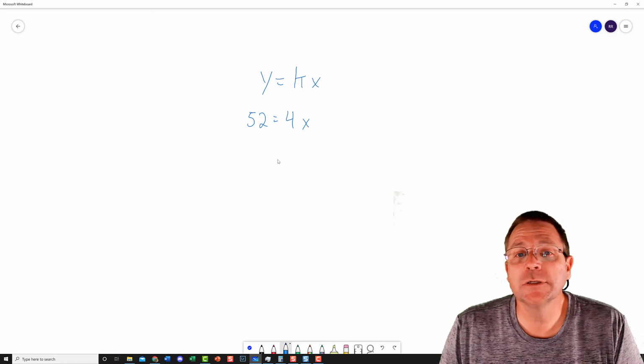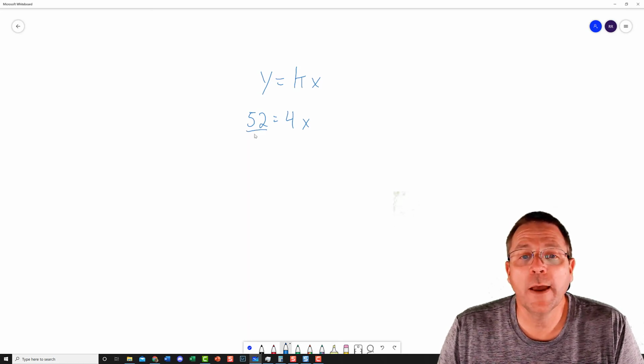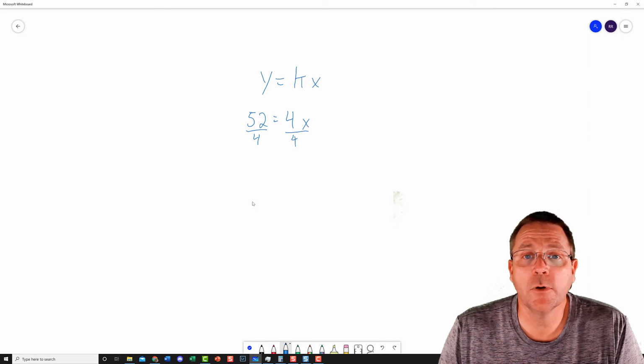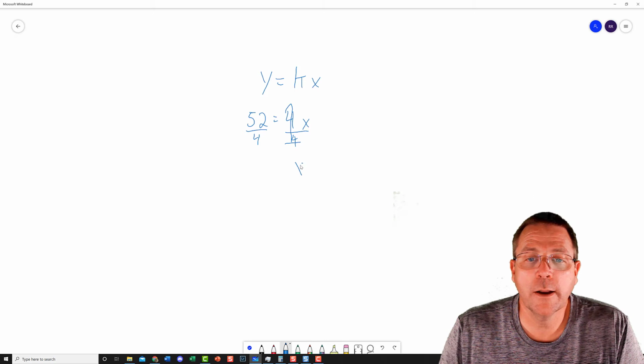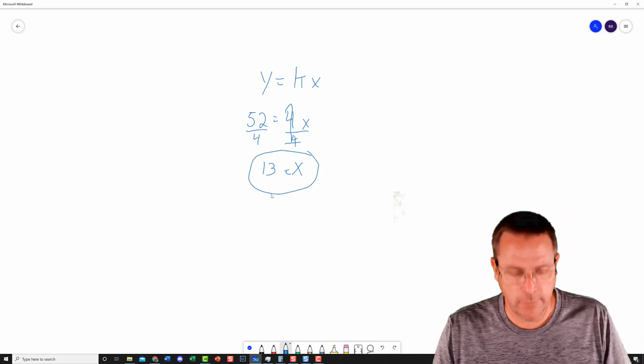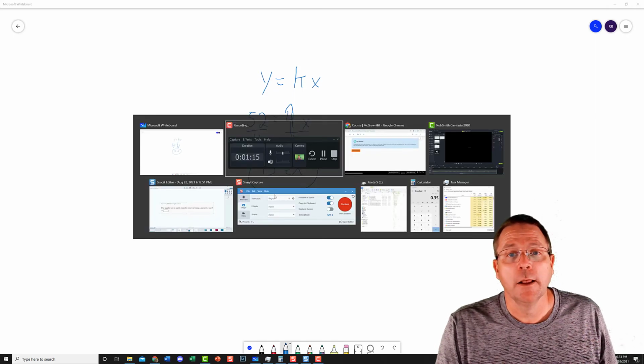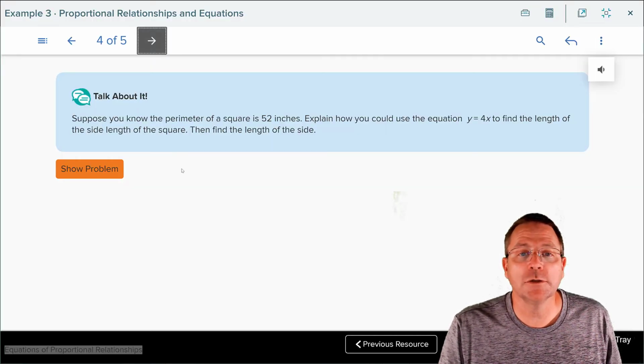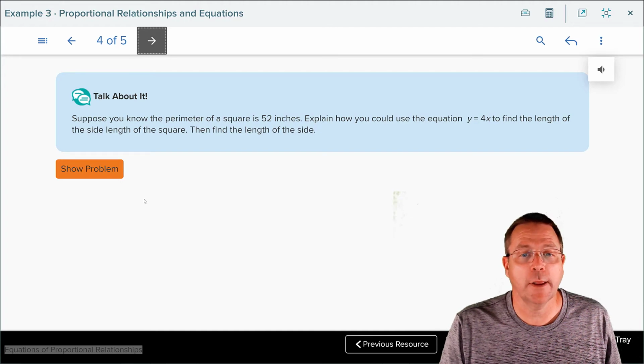What is the opposite of times 4? Well, that is going to be divided by 4, which we're going to do on both sides to keep our equation balanced. 4 divided by 4 is 1. 1 times x is x. 52 divided by 4, that is going to be 13, I believe. Let's see, that's 10, 12, yep, 13. So the length of each side would end up being 13, I believe it is inches. Yep, 13 inches would be our final answer for that one.